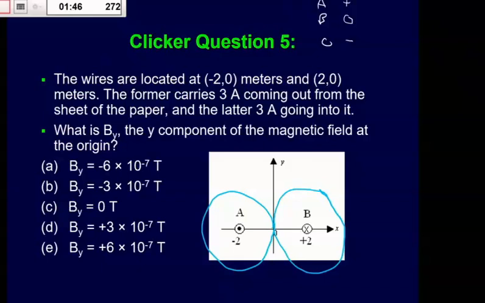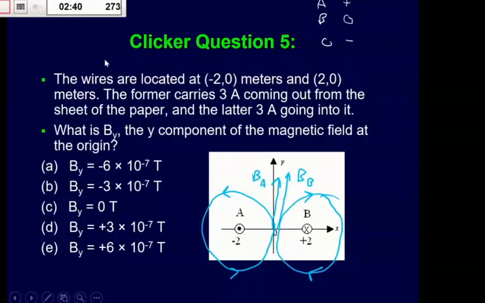If you look at wire A, my thumb comes out and my fingers curl in a counterclockwise direction. So at this point right here, the magnetic field from A is going to be pointing up. If I do the same thing for B, it goes in, so it has a different circulation direction, but the same idea, and it's pointing that direction as well. In both cases, just by doing the right-hand rule, you can see that both of them are going to be pointing upwards at that particular point, which is a tricky idea to get out. So, questions on that, anybody?